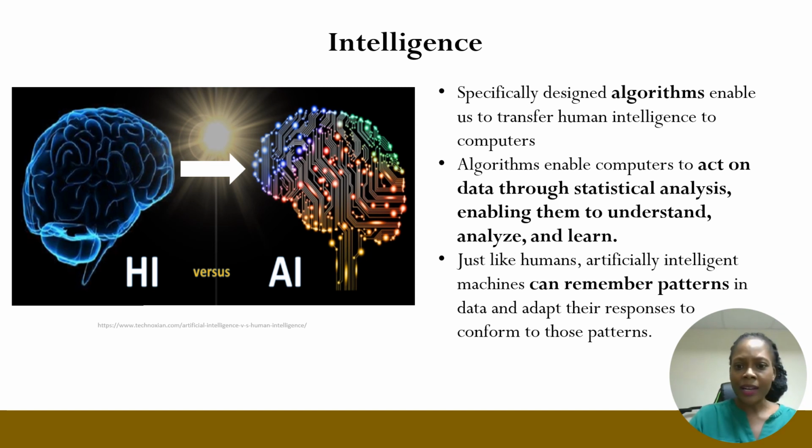And algorithms are a sequence of rigorous instructions that the computers must follow during their problem-solving operations. These algorithms enable computers to act on data through statistical analysis, enabling them to understand, analyze, and learn. After training these computers with algorithms, they become artificially intelligent. And just like humans, they can remember patterns in data and adapt their responses to conform to those patterns.